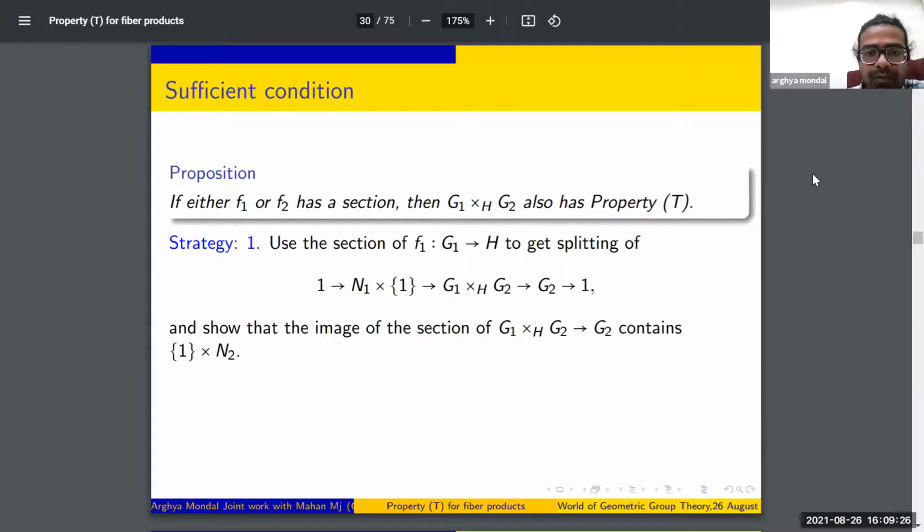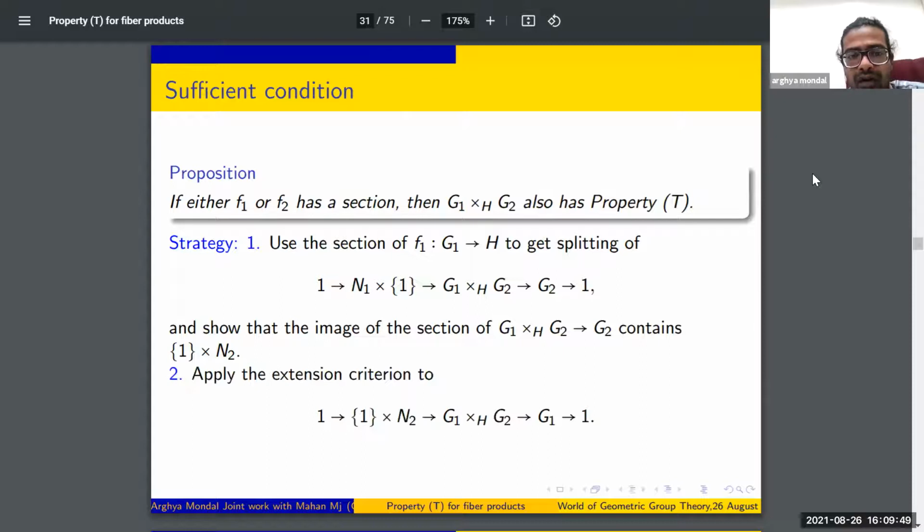So what is the strategy of the proof? The strategy is that I use the section of F1 to get a section of the projection to the second coordinate. And so basically I'm embedding the group G2 inside the fiber product G1 cross G1 fiber product G2. And this embedding we will show will also contain 1 cross N2. And then 1 cross N2 is the kernel of the other short exact sequence. So because G2 has property T, and by the fact that we noted before, the pair (fiber product, 1 cross N2) must have property T, and then G1 has property T. Therefore, the extension criterion applies, and we will have that the fiber product has property T.